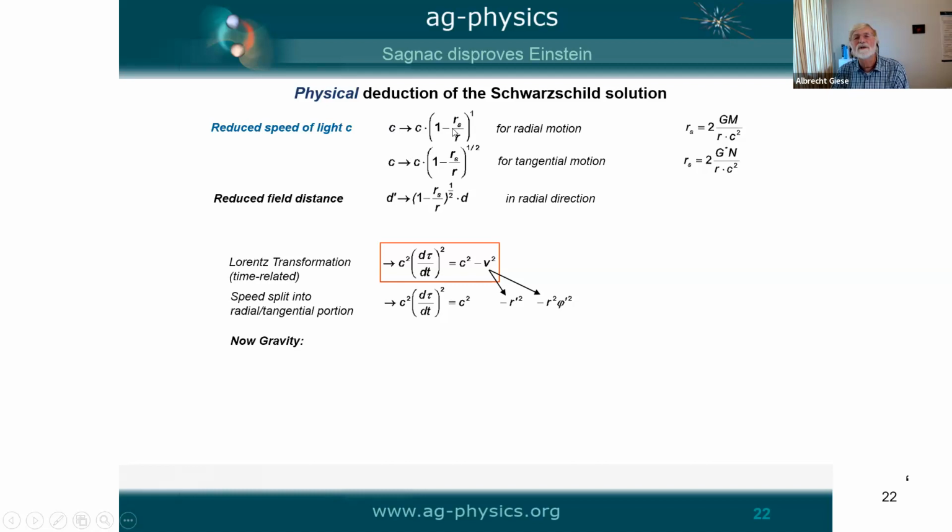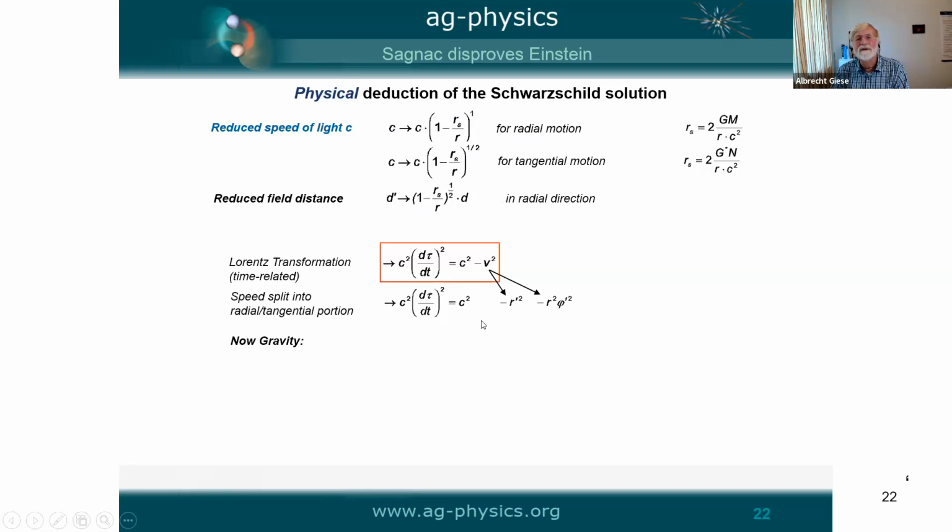The speed of light is reduced in a gravitational field in different ways. It will be different for radial motion and for tangential motion. And because this is different, also fields which are described by exchange particles which move at the speed of light, we get a contraction in the radial direction. That is just a consequence of these two facts.